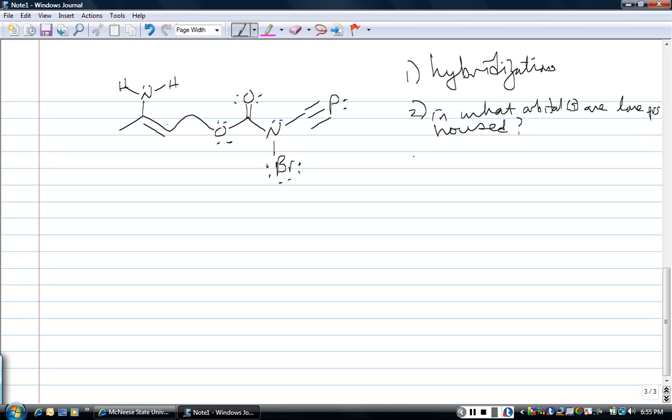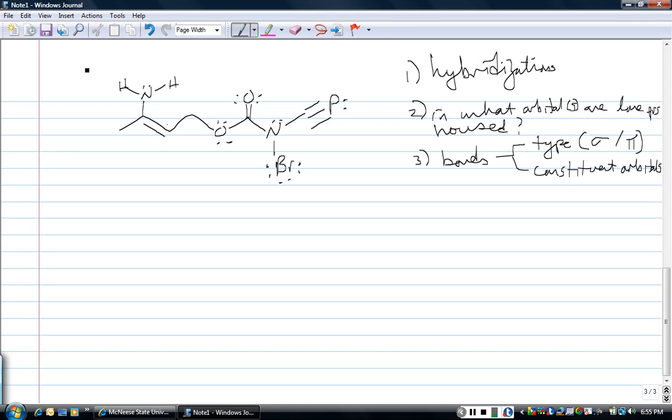And I also want to know what is the character of the bonds. So I'm going to look at bonds, and I want to know what type they are, in other words, sigma or pi. And I want to know the constituent orbitals, in other words, what orbitals are used to form those bonds. So that's basically what we'll be looking at.